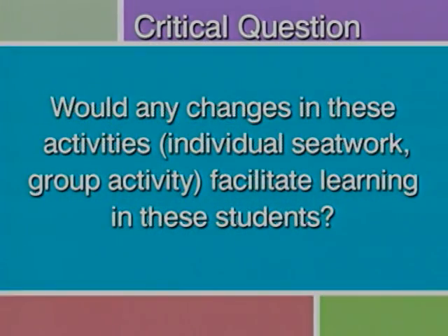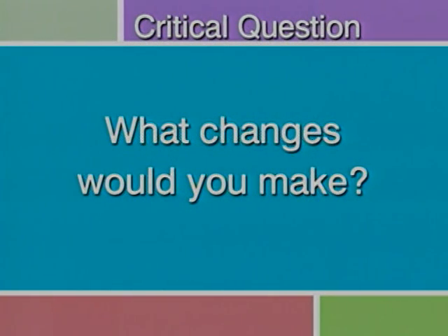These examples raise a critical question. Would any changes in these activities, individual seat work, group activity, facilitate learning in these students? What changes would you make in these activities?